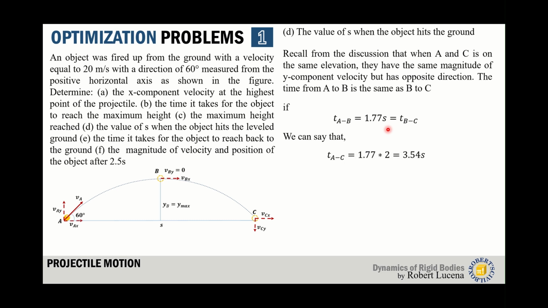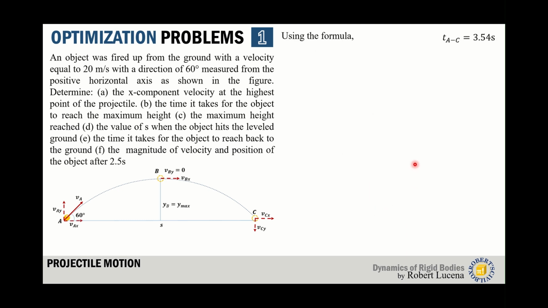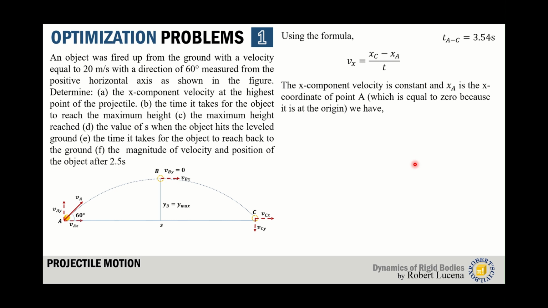Then we can use the definition of velocity. The velocity is equal to the change in position over the time elapsed. Using the time elapsed of 3.54 seconds, we can solve for the displacement. The x component velocity is constant, and xa is the coordinate of point A, which is 0. So we can see here that dx is xc minus 0 divided by 3.54, and then you can solve now. xc is equal to 35.4.